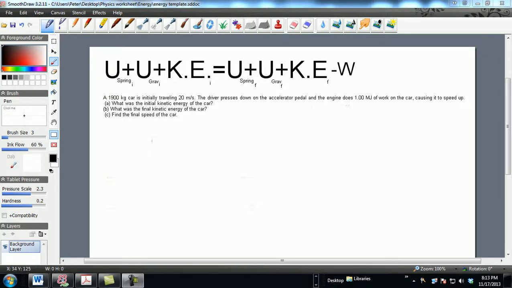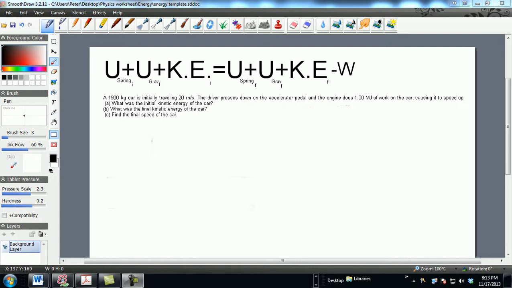Okay, remember the most important thing that you have. You can use the conservation of energy or the energy equation. The U stands for potential energy: kinetic energy before, spring after, gravity after, kinetic energy after, and work.